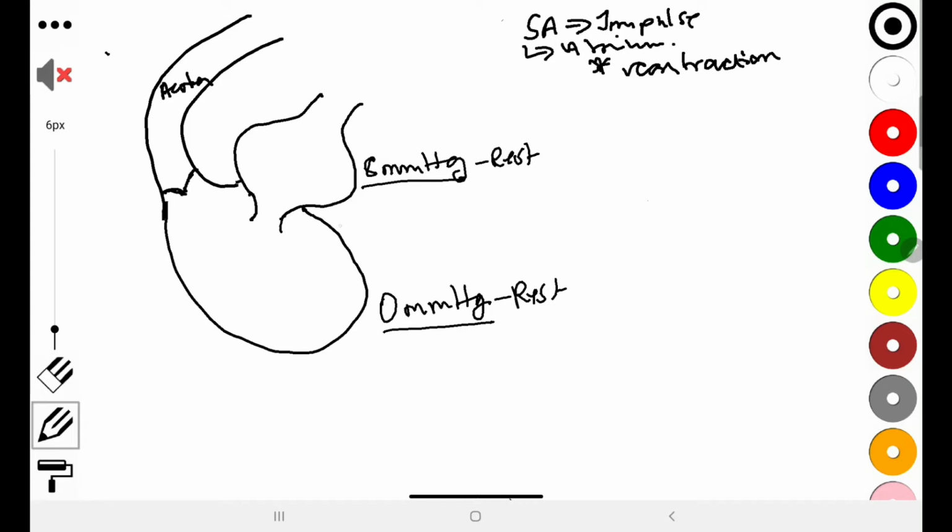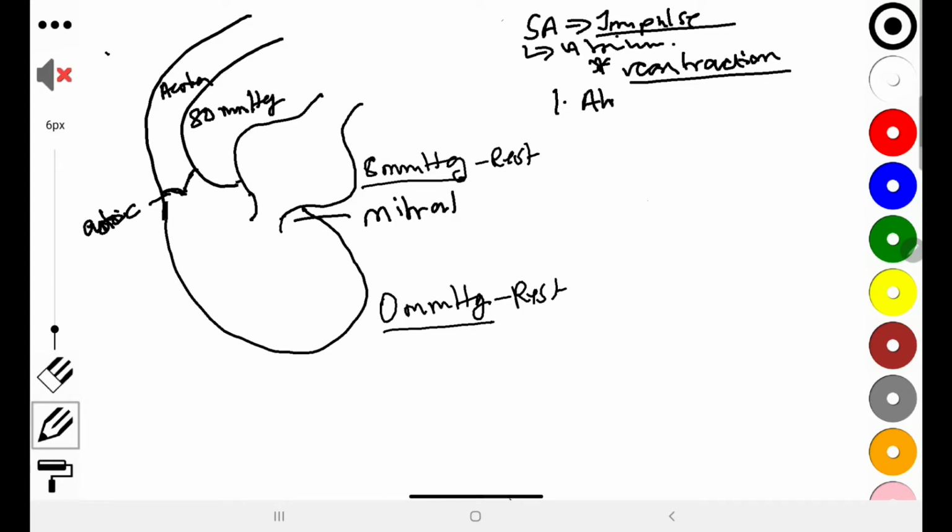So this is known as the mitral valve, and that is known as the aortic valve. All right. So in the aorta, the resting pressure is at 80 millimeters of mercury. This is before the impulse and the contraction start. So let's take it step by step. The first thing that we're going to see is atrial contraction. So we're going to call this the atrial contraction phase.